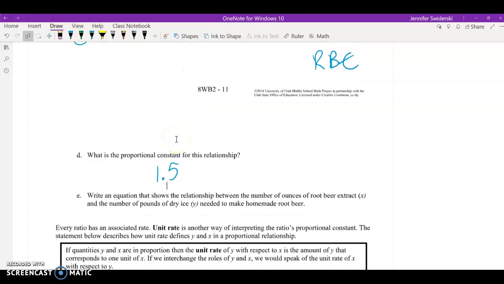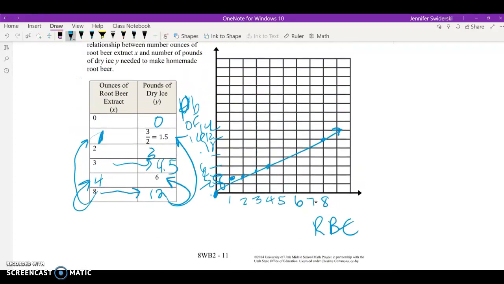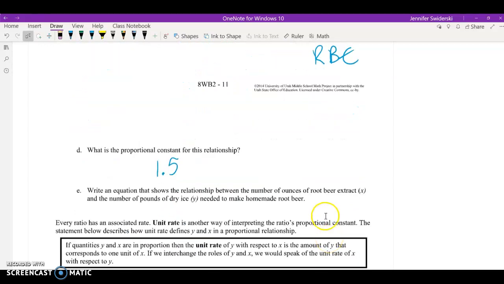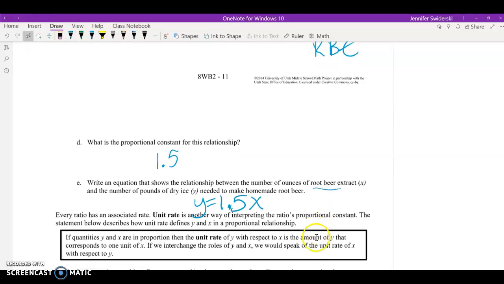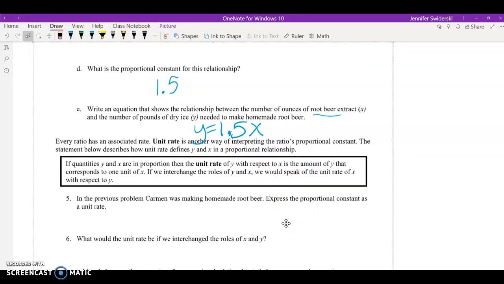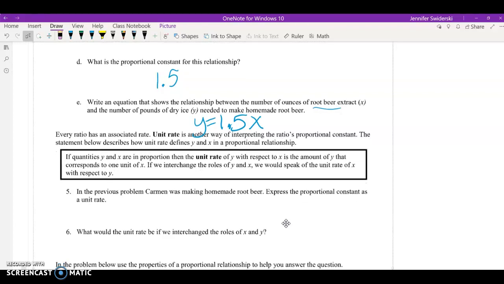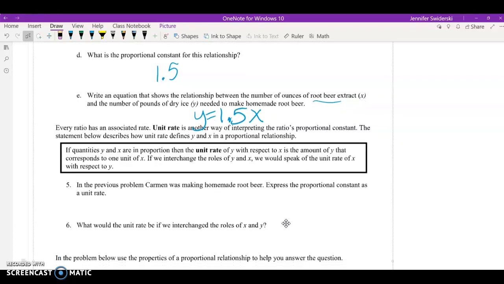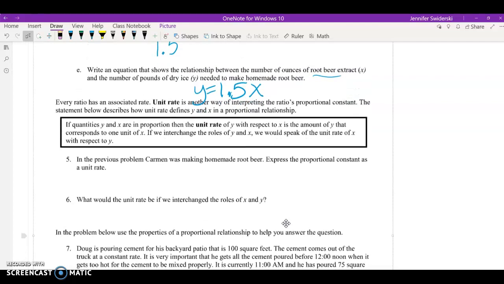So write an equation that shows the relationship between the number of ounces of root beer, notice how that's my x, and the pounds of dry ice. Well, for every y, I need 1.5 pounds or ounces of root beer. So it says every ratio has an associated rate. Unit rate is another way of interpreting the ratio's proportional constant. The statement below identifies how unit rate defines y and x in a proportional relationship.